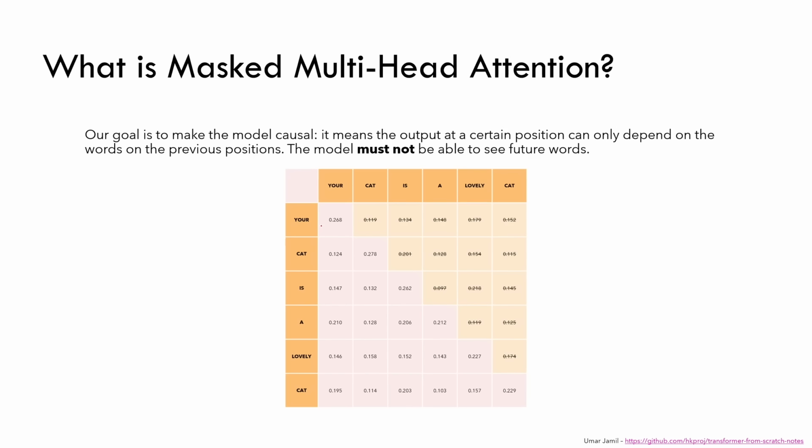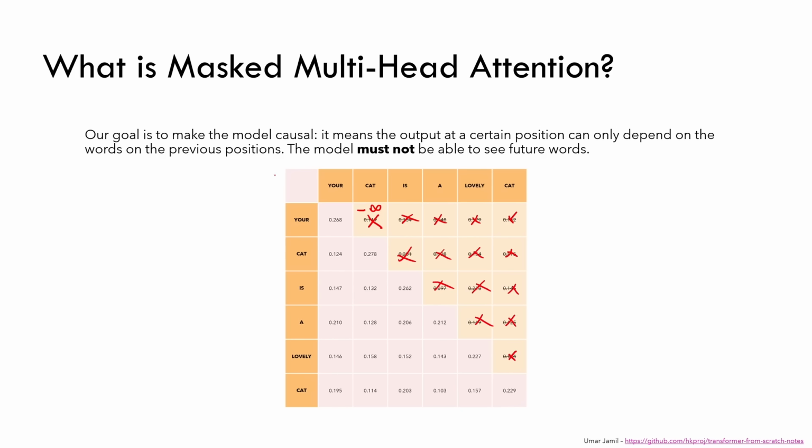If we want to hide the interaction of some words with other words, we delete this value and replace it with -infinity before we apply the softmax, so that the softmax will replace this value with 0. And we do this for all the interactions that we don't want. So we don't want "Your" to watch future words, so we don't want it to watch "cat is a lovely cat", and we don't want the word "cat" to watch future words, but only all the words that come before it or the word itself. So we don't want this. Also the same for the other words, etc.